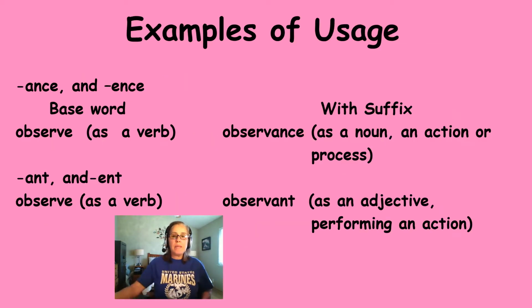Okay, students, so as I mentioned, I was going to do a couple of examples with you. So when you look at these suffixes, ance and ence, the base word, let's start off with observe. I will observe you doing your homework, or your parents observe you doing your homework. And basically what that means is it's an action. It's a verb. Now when you add ance, observance, it now becomes a noun, or it's an action or a process.